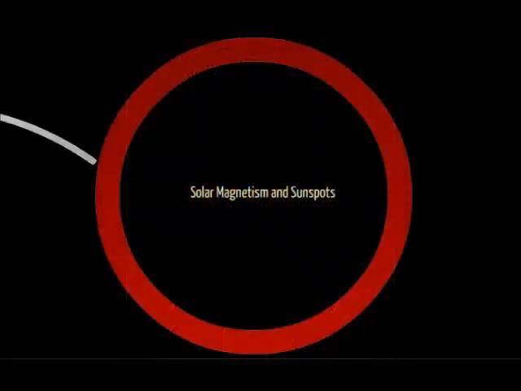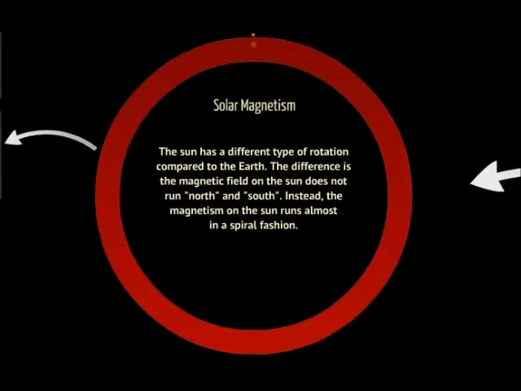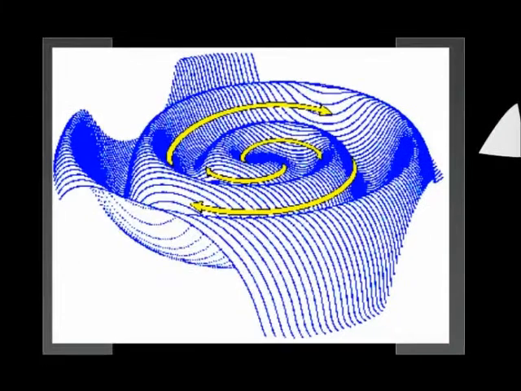Solar magnetism and sunspots. Solar magnetism: the sun has a different type of rotation compared to the Earth. The difference is that the magnetic field on the sun does not run north and south. Instead, the magnetism on the sun runs almost in a spiral fashion. This picture depicts the orientation of the magnetic flow on the sun.